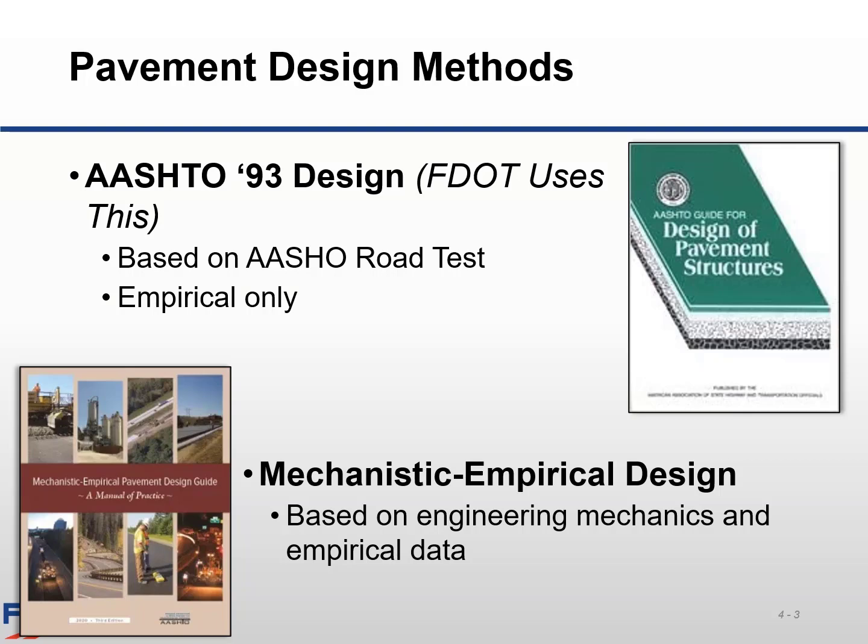The mechanistic empirical design approach introduces a second key factor into the design process, mechanistic. This design methodology is still based on observed pavement performance, but the other part of the method comes from the application of engineering mechanics. The department plans to use the mechanistic empirical design method in the future, but right now we're still using the AASHTO 93 method for designing flexible pavements, so this training will only cover that method.